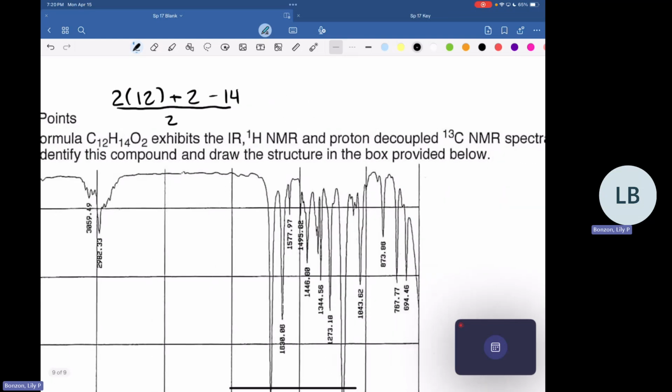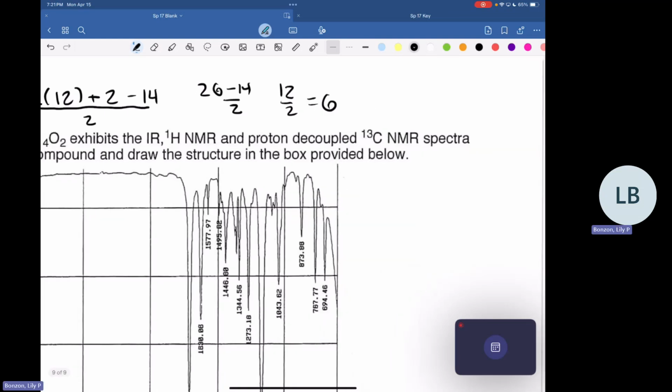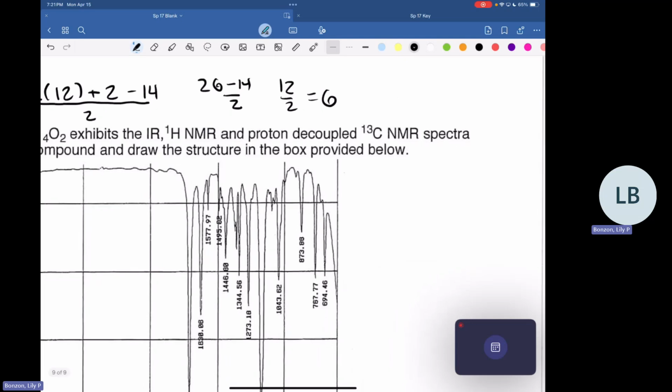Okay, so we're just going to do our unsaturation formula. So we've got 26 minus 14 over 2, so that's going to give us 12 over 2, which is 6. So this one is kind of a higher unsat number. Sometimes we see 4, sometimes 5. 6 is a little bit crazy. But this definitely means we've got our benzene. So that's 4 of our unsats.